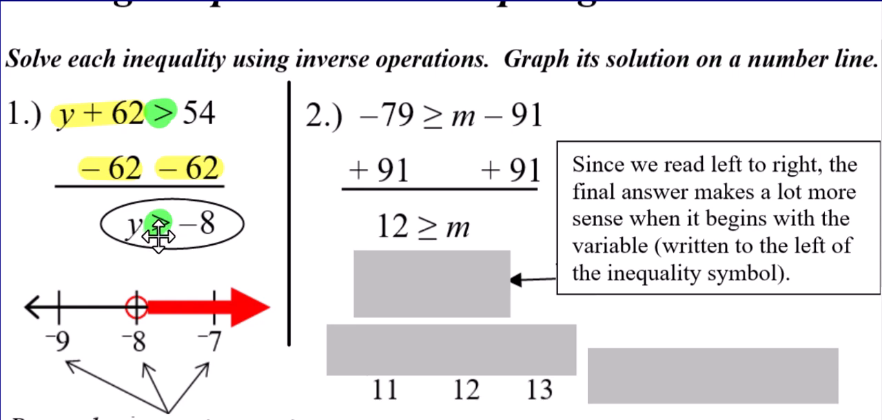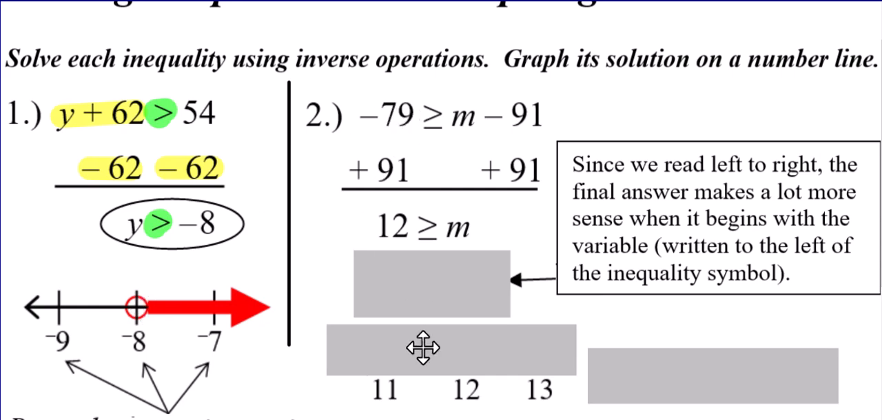Since this inequality symbol did not have an equal to bar, we're going to leave this an open circle. If it did have the equal to bar, like problem number 2 is going to have, then we would fill in that circle as a closed dot.